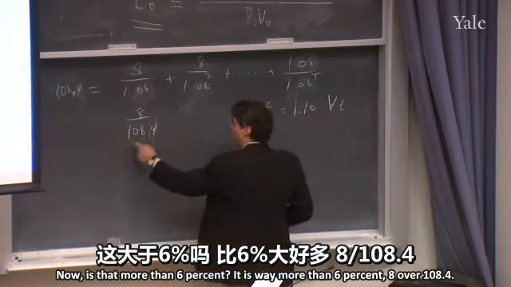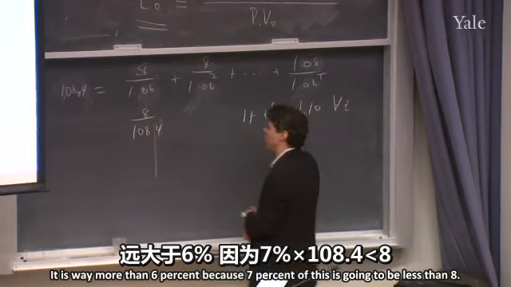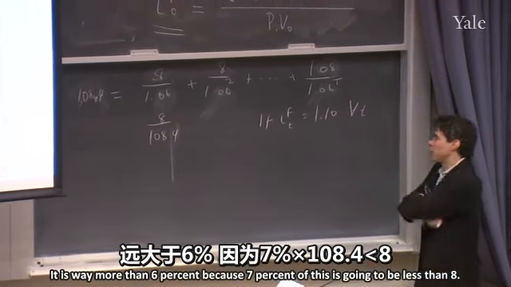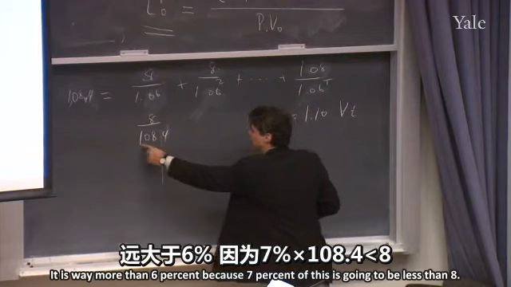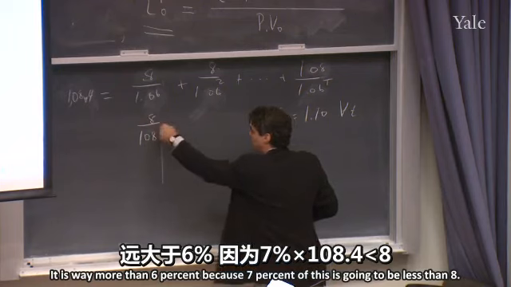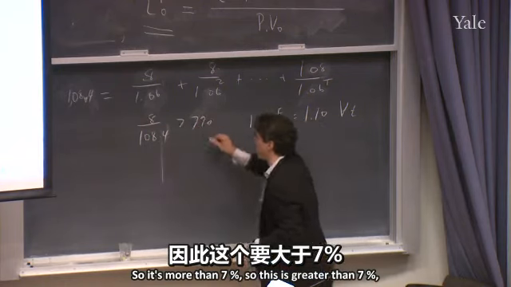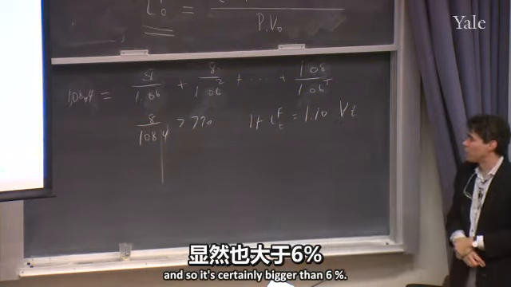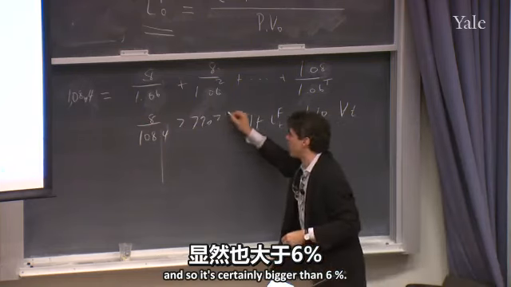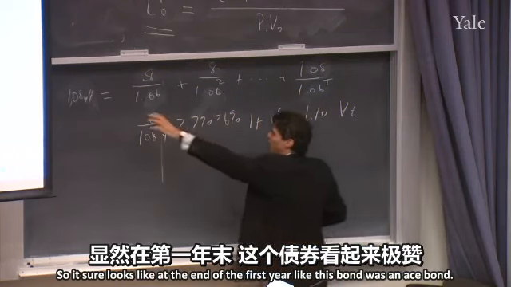8 over 108.4 is, 7. It's way more than 6%, because 7% of this is going to be less than 8. So it's more than 7%. So this is greater than 7%. Okay, and so it's bigger. It's certainly bigger than 6%. So it sure looks like at the end of the first year, this bond was an ace bond.